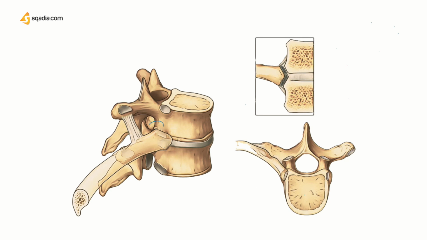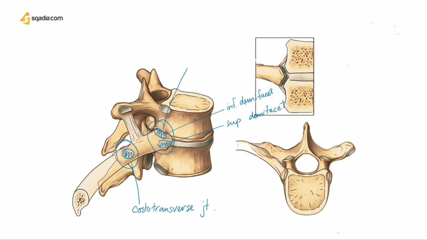So we have one joint over here with the head of the rib and the inferior demifacet, and the superior demifacet. And we have another joint over here. This is called the costotransverse joint, whereas this one is the joint with the head of the rib.